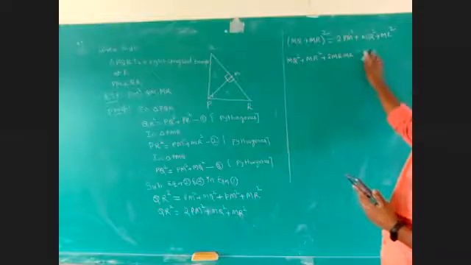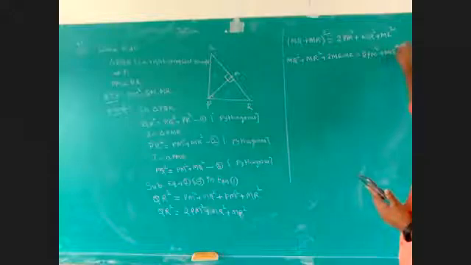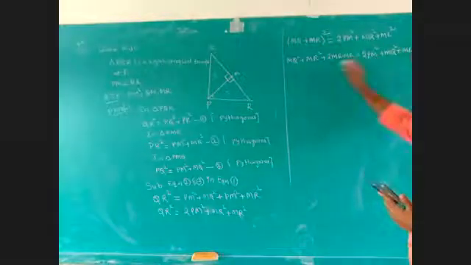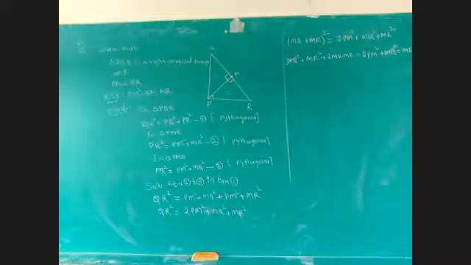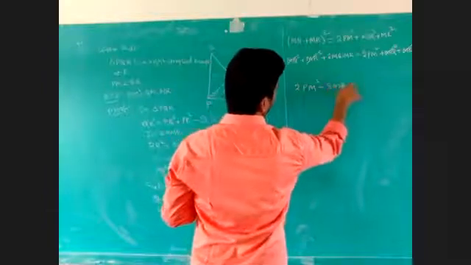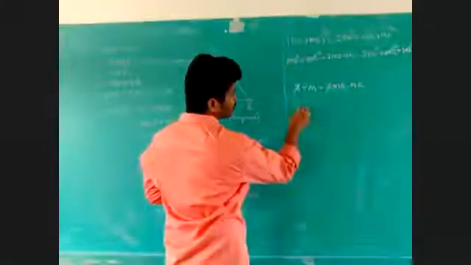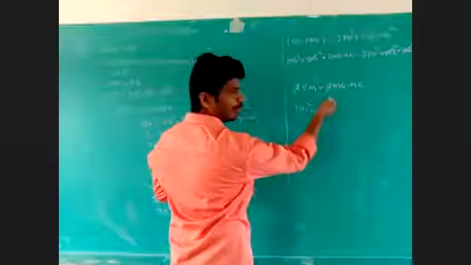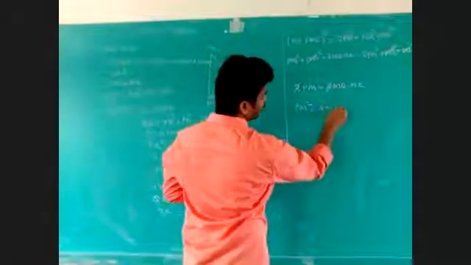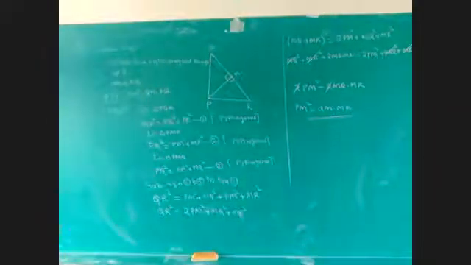Equal to 2PM square plus MQ square plus MR square. MQ square gets cancelled, MR square gets cancelled. The remaining terms are 2PM square equal to 2 into MQ into MR. 2 also gets cancelled. PM square equals MQ into MR, or QM into MR, both are the same. This is the required proof. Is it clear?